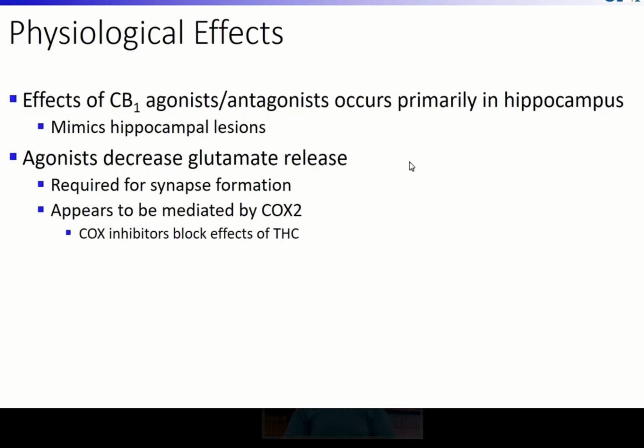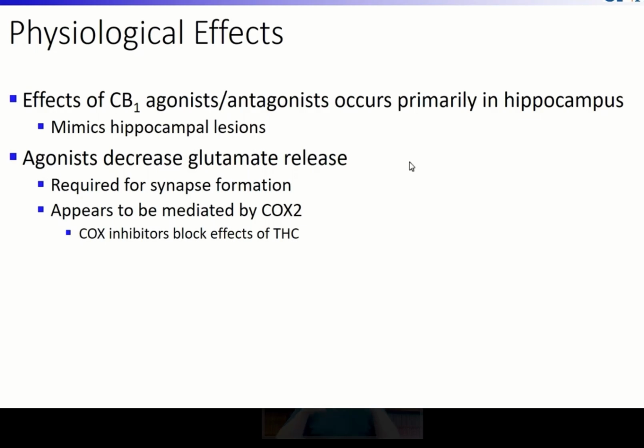If we look at agonists, they decrease glutamate release. That's something we know, right? That's not specific to this lecture. Cannabinoid receptor agonists block glutamate release. But glutamate release is required for synapse formation. And our memory works through the formation of synapses. Glutamate release is required for synapse formation. I'm just going to move on. If we block that synapse formation, we are going to block memory.